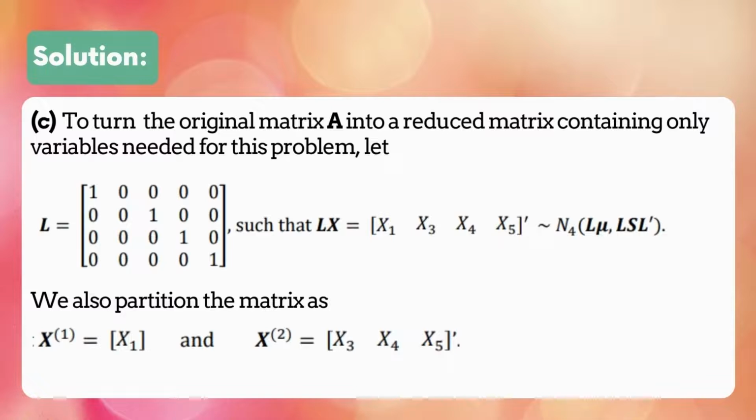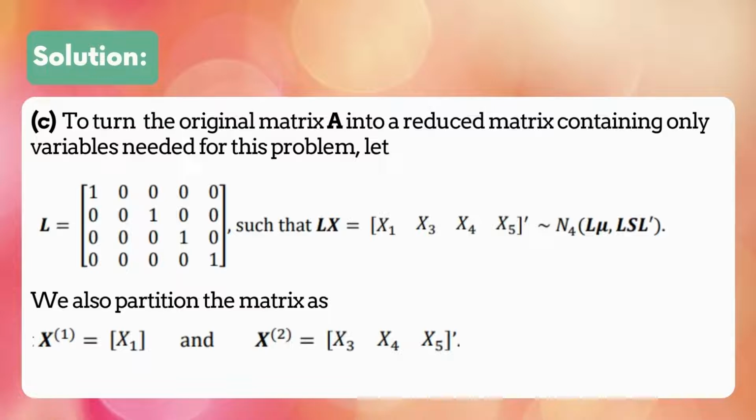To answer item 3C, we need to define a permutation matrix L to reduce the matrix A in order to contain only the variables needed for this problem. We let L be a 4x5 matrix with the following elements. The elements of L are equal to 1 for the first row and first column, second row and third column, third row and fourth column, and fourth row and fifth column, and 0 elsewhere.